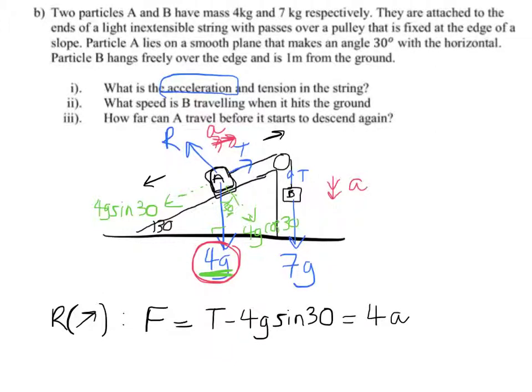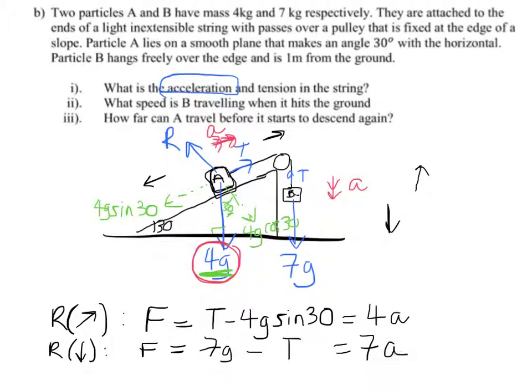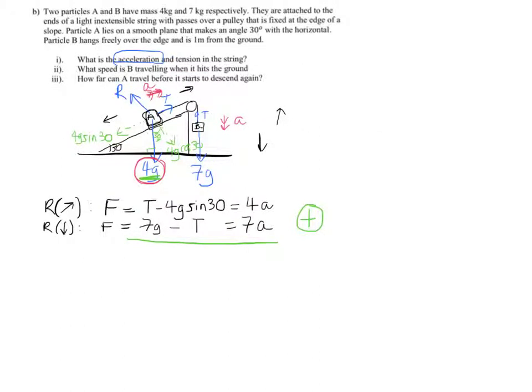Now let's do the same thing for particle B. This one's accelerating down, so resolving down, the resultant force F is everything going down, which is 7g, minus everything going in the opposite direction, up, so minus T. Using Newton's second law, that equals ma, and this one has a mass of 7, so equals 7a.